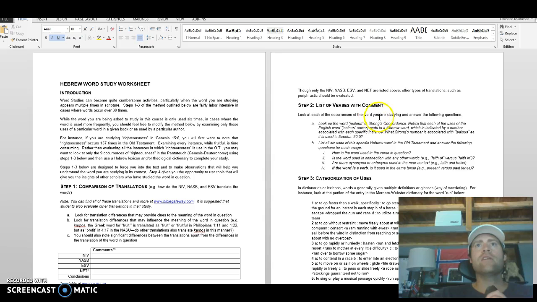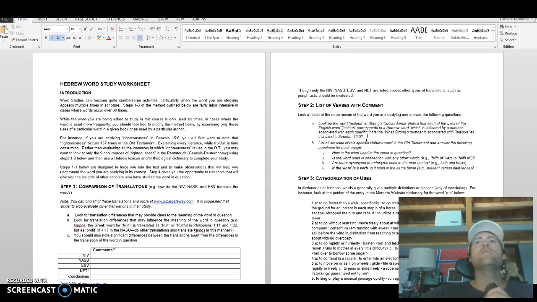Look at each of the occurrences of the word you are studying and answer the following questions. Look up the word jealous in Strong's Concordance. Notice that each of the uses of the English word jealous correspond to a Hebrew word, which is indicated by a number associated with each specific instance. What Strong's number is associated with jealous as it is used in Exodus 25?